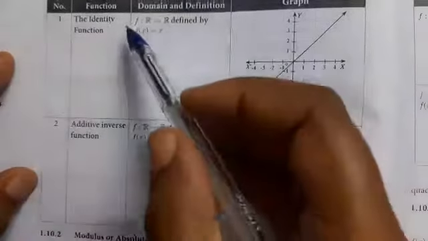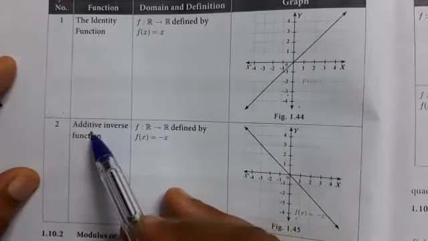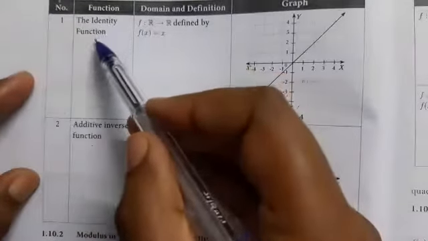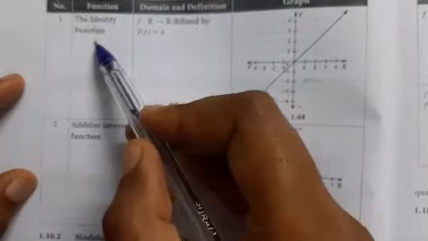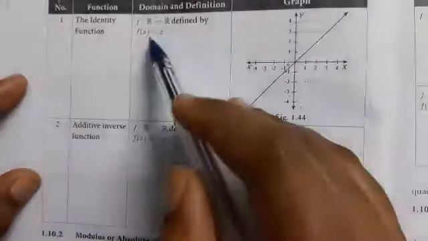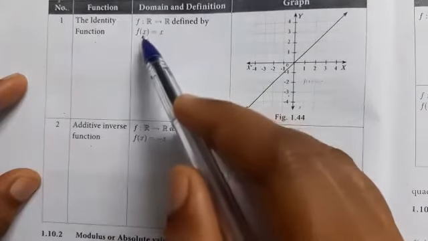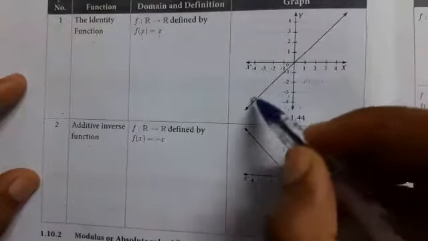You have two functions. One is identity function, another one is additive inverse function. What is the meaning for identity function? If the value of f of x is equal to x. If you take 1, the value is 1. If you take 2, the value is 2. See the graph. See, this is the graph.